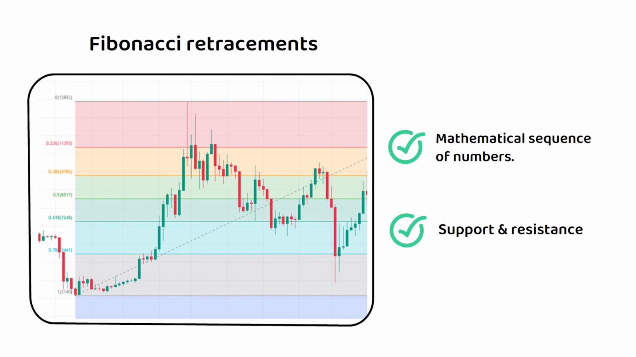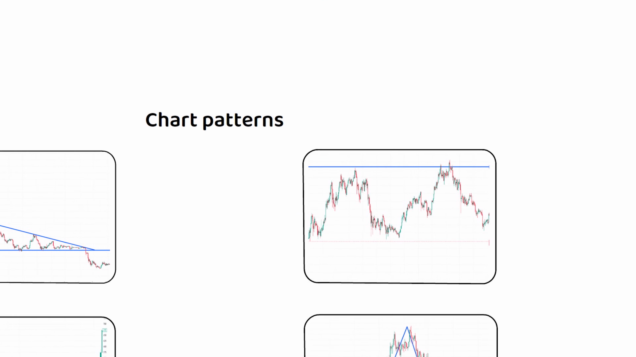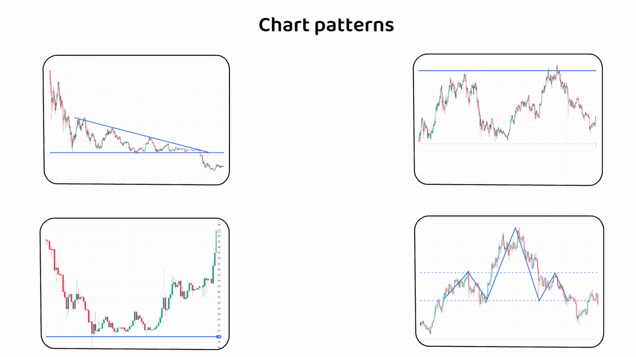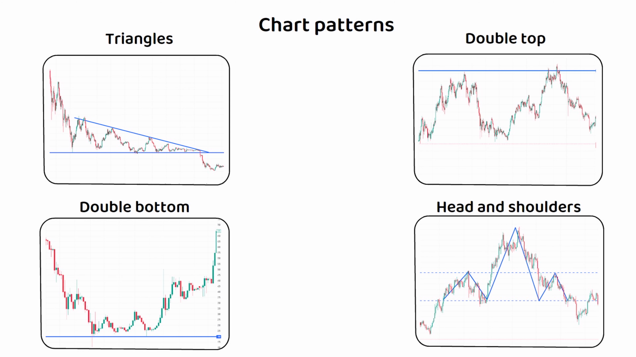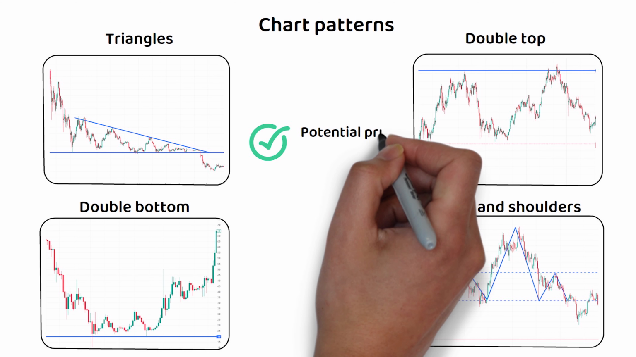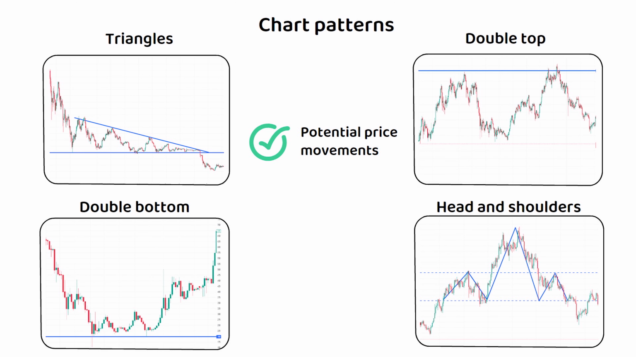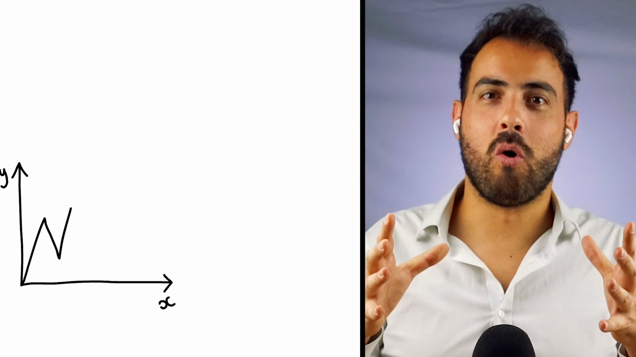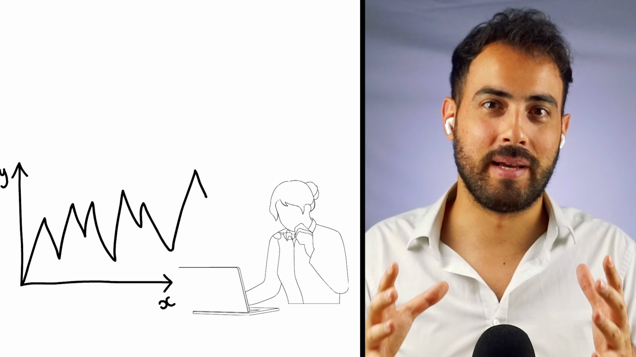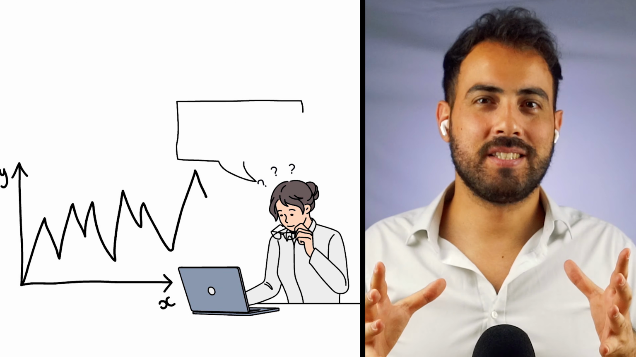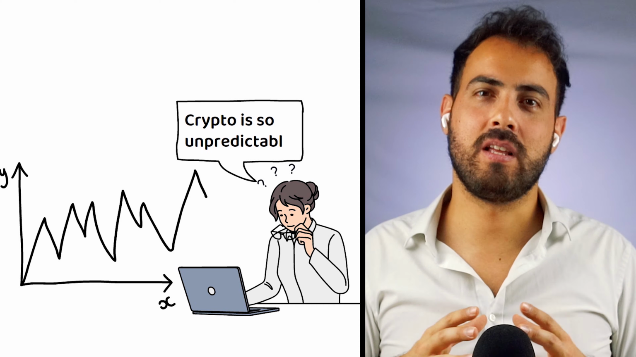Another often used tool in technical analysis on the crypto market is chart patterns. Among others, these patterns include triangles, double tops and bottoms, and head and shoulders. These patterns can provide valuable information about potential price movements and can help technical analysts make informed decisions about buying and selling. The high level of volatility and unpredictability of the crypto market makes using technical analysis very difficult.